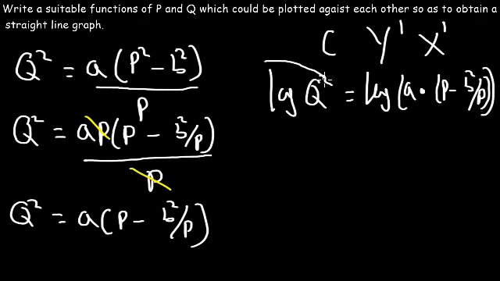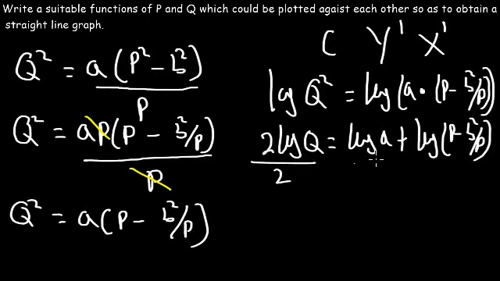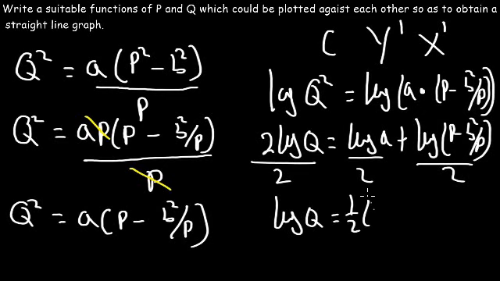Now, applying the index law of logarithm, the 2 can come to the front. Then we can have 2 log of q. Then applying the product law, we can have log of a plus log of p minus b squared over p. Now let's divide both sides by 2 to keep things straightforward. Then log of q will be equal to 1/2 log of a plus 1/2 log of p minus b squared over p.